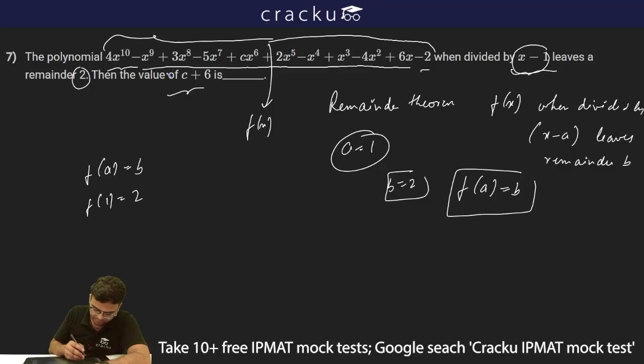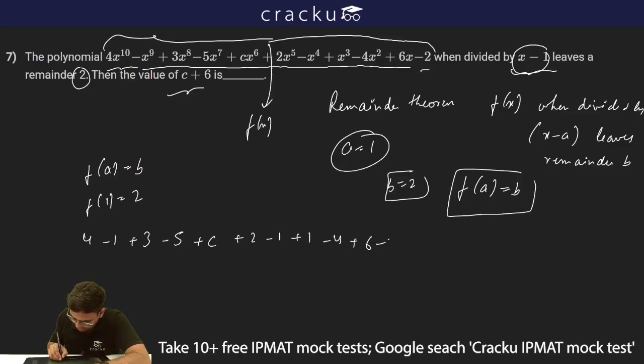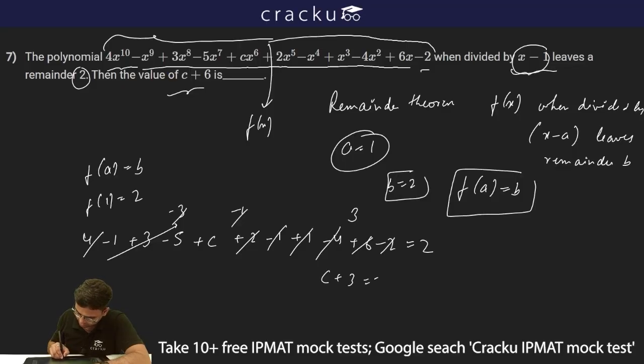So if I put x is equal to 1, what am I getting? Considering this as f of x, with x equal to 1, I am getting 4 minus 1 plus 3 minus 5 plus c plus 2 minus 1 plus 1 minus 4 plus 6 minus 2. This should be equal to 2. Now this 4 and minus 4 get cancelled, minus 1 plus 1 get cancelled, minus 1 plus 3 is 2, 2 minus 5 is minus 3, minus 3 plus 2 is minus 1, and minus 1 minus 2 is minus 3, and minus 3 plus 6 is plus 3. So I can write c plus 3 is equal to 2, or c is equal to 2 minus 3, which is equal to minus 1.